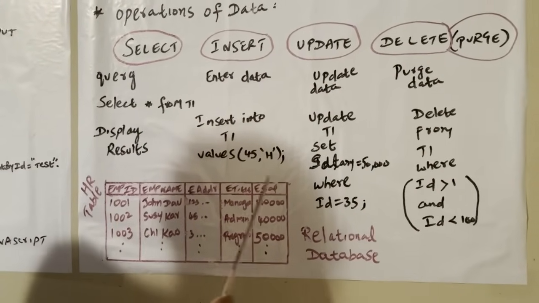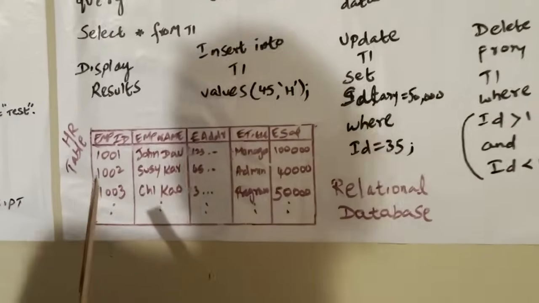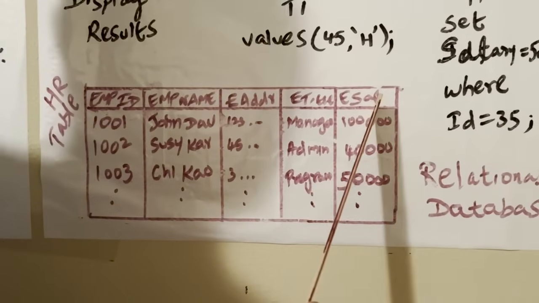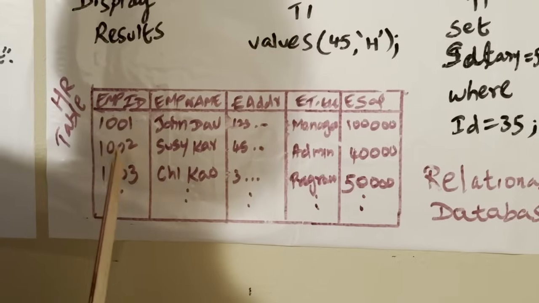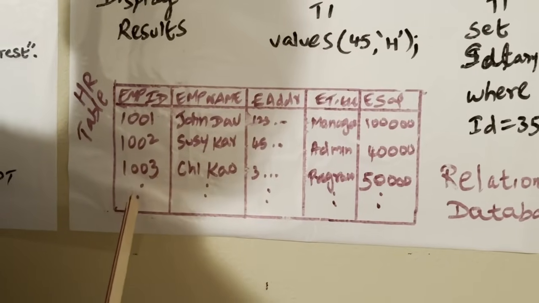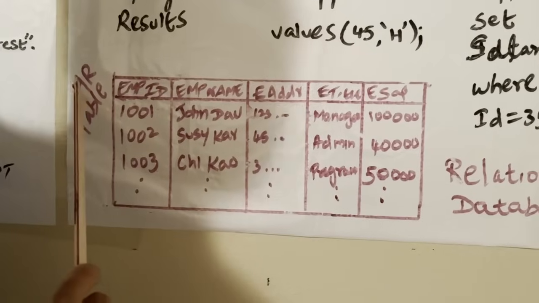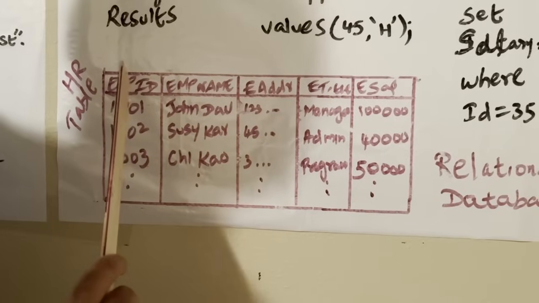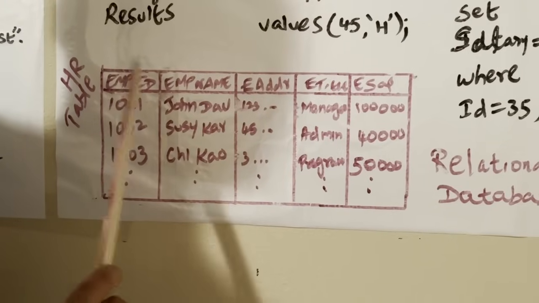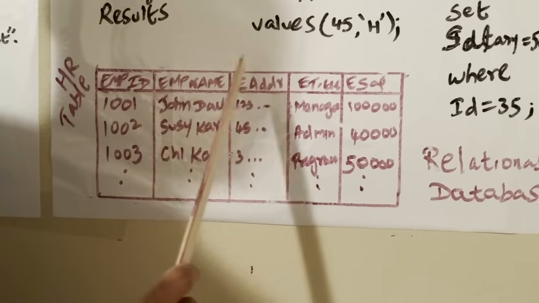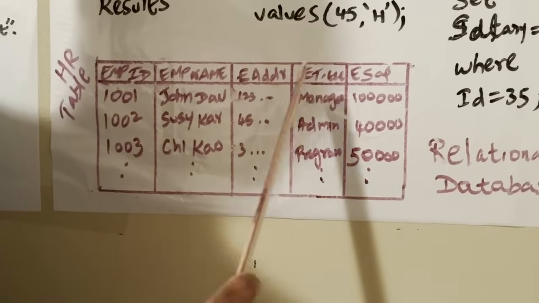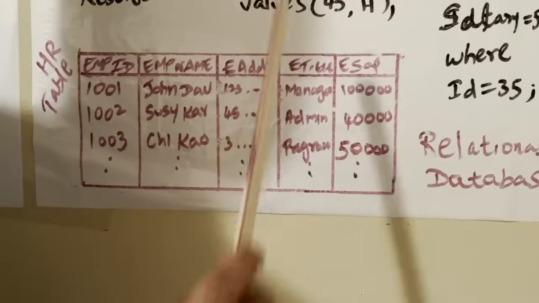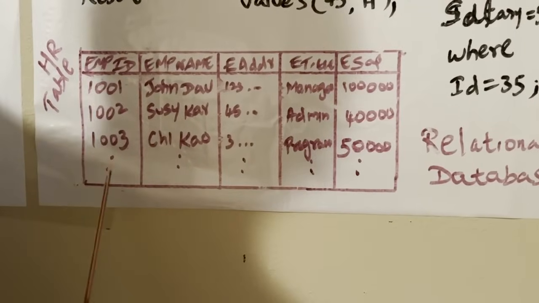This is a relational database. You can see here it has 6 columns, and 3 rows, and there are some more rows. For example, it's an HR table, human resource table. The first column is called employee ID. Second column is employee name. Third column, employee address. Fourth column is employee title. Fifth one is employee salary. This is a basic HR table.